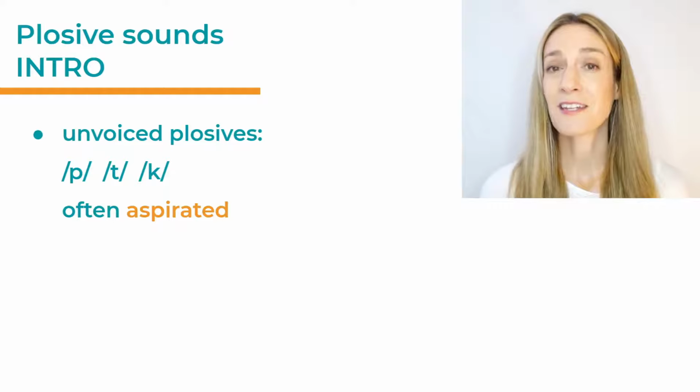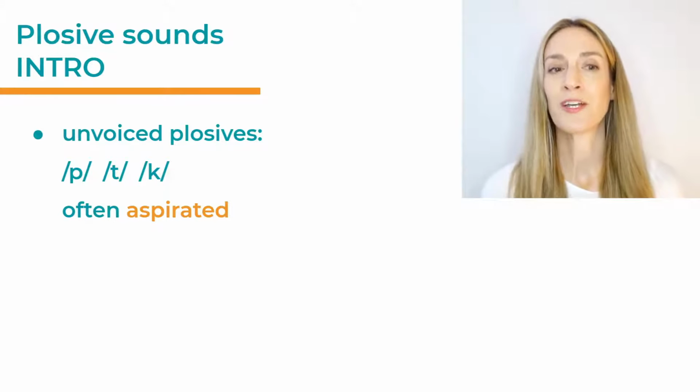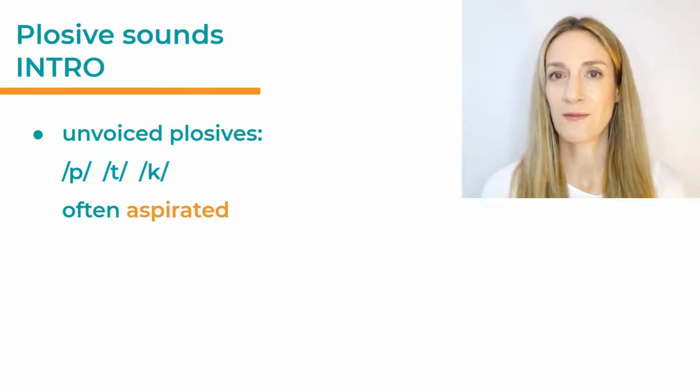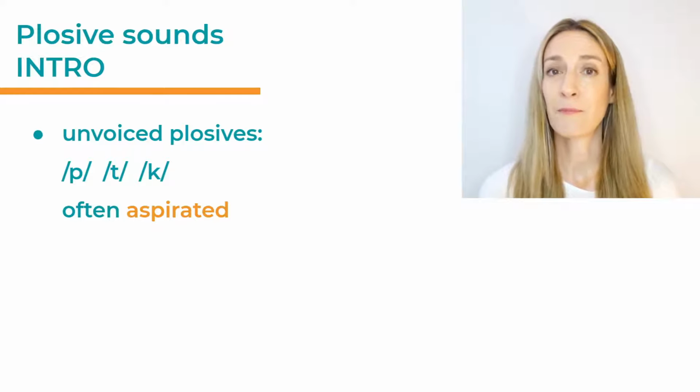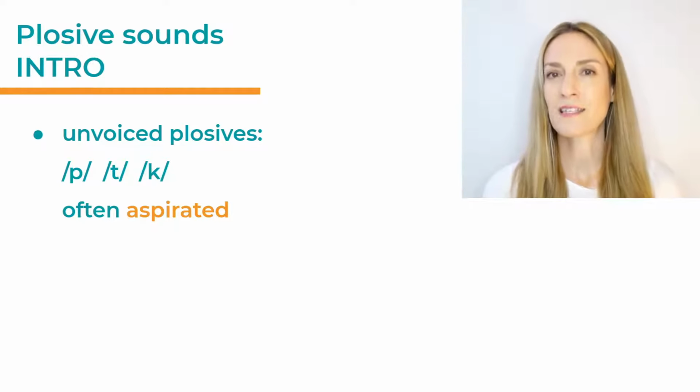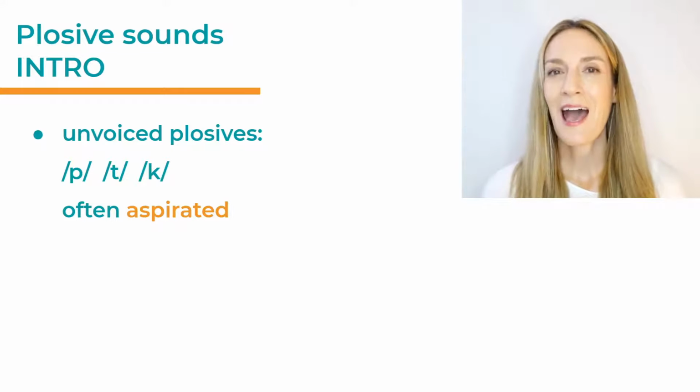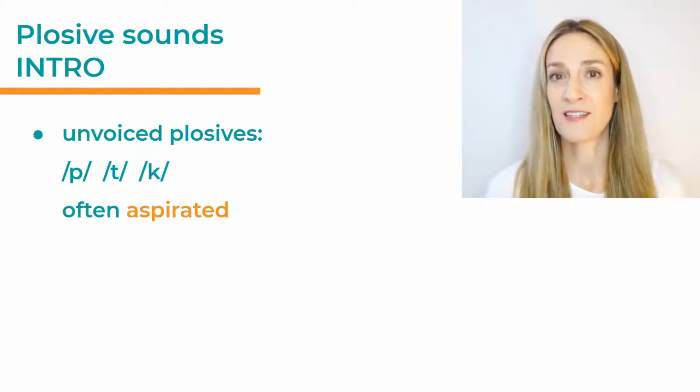There's another thing that is important to remember about unvoiced plosives. So remember we have P, T and K. Those are unvoiced plosives, and often they are aspirated. Now, this is another new word probably. Aspirated means that there's a little h sound, a little puff of air that follows these sounds.